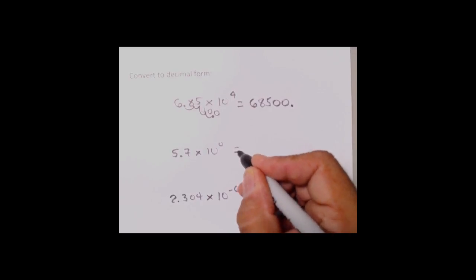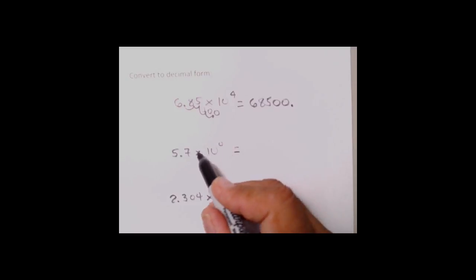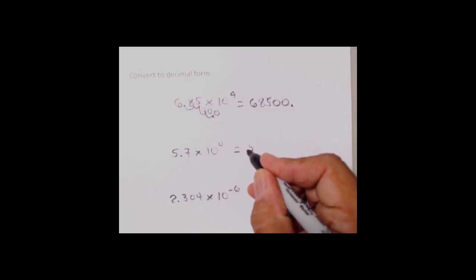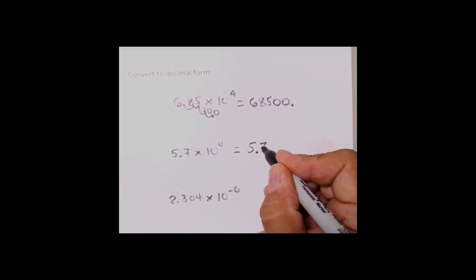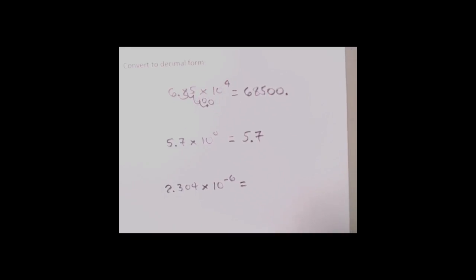Now, the guy in the middle, 10 to the 0, we're not going to move the decimal point at all here. We jump it 0 places, so it stays right where it is. So this would be 5.7.